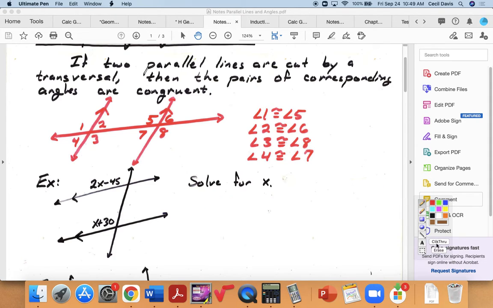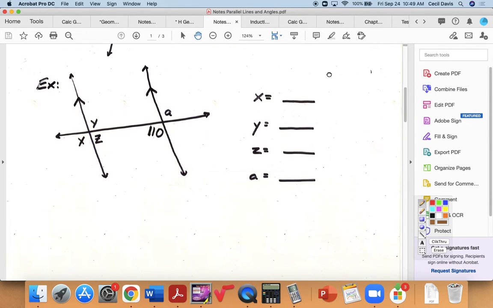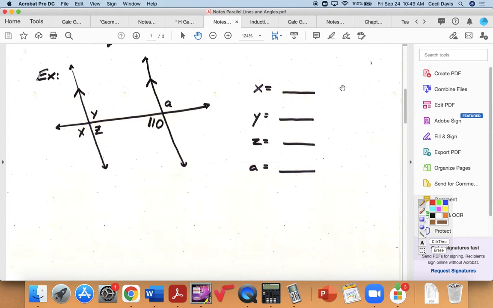All right, let's do this one down here at the bottom, which is going to lead us into our second page. So let's see if we can find the measures of these angles real quickly. What's the measure of angle A? 110. Because what kind of angles are these two angles? Vertical angles. What's the measure of x going to be? 110. Because why?